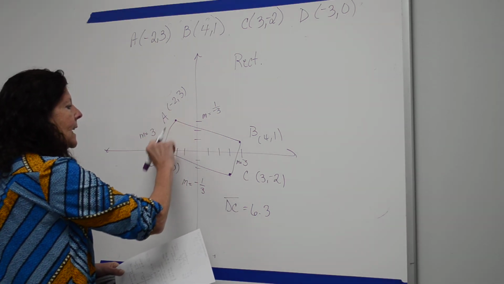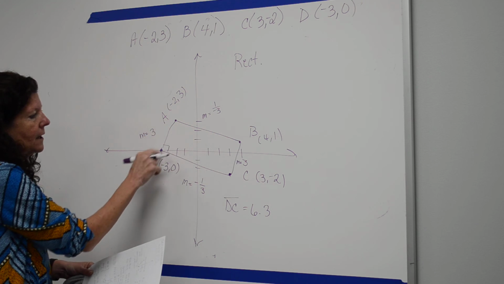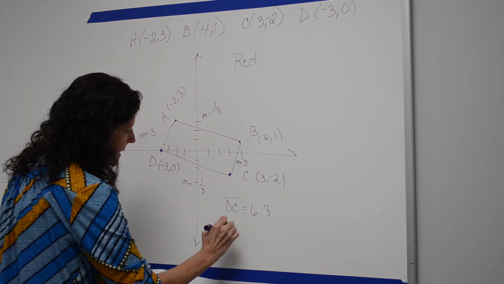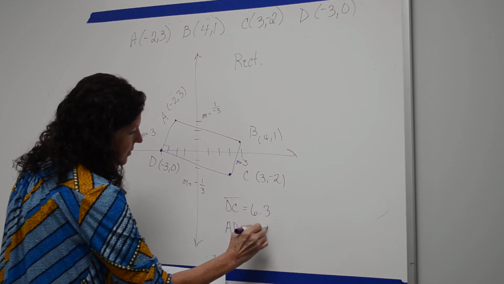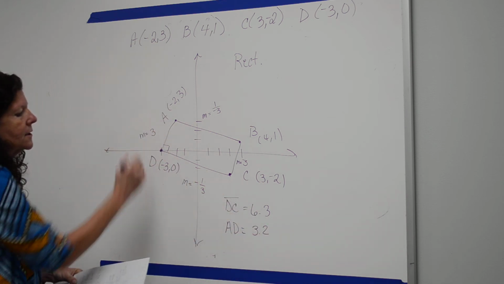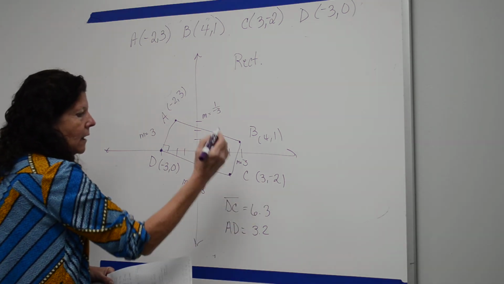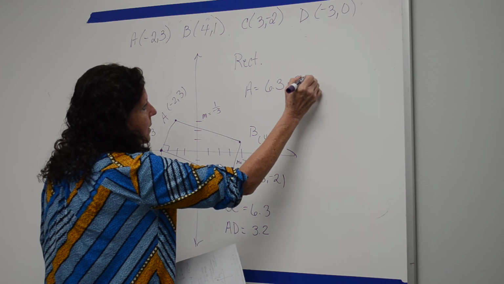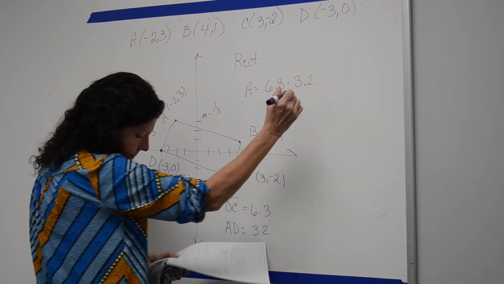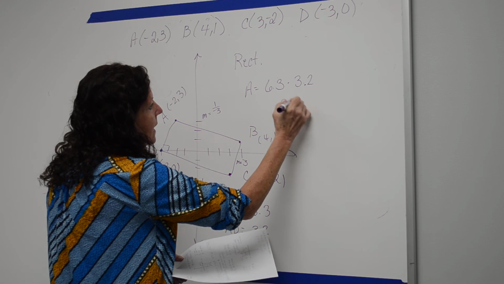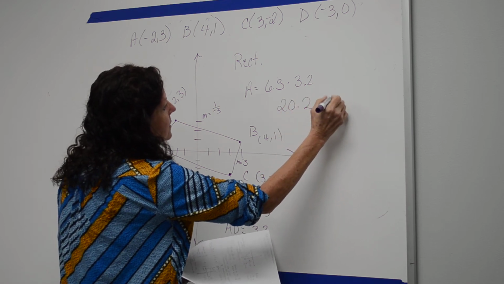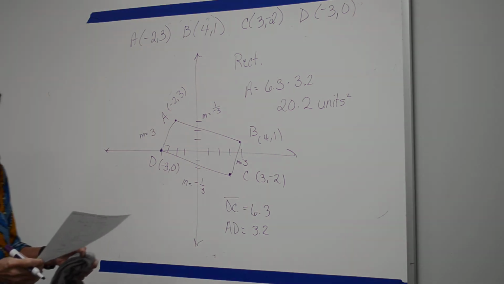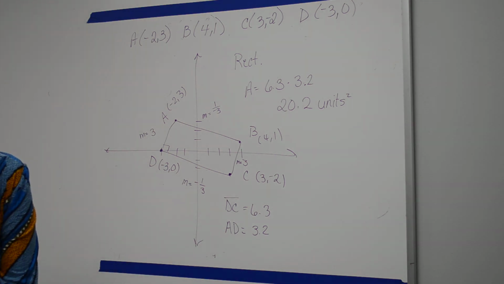And then from A to D would be the height of it, because that's a 90-degree angle. So the height from A to D is 3.2, using the distance formula to get that. So the area is equal to 6.3 times 3.2. And that's going to give me an area of 20.2 units squared. Make sure you can get that by doing the same thing that I did, okay? All right.